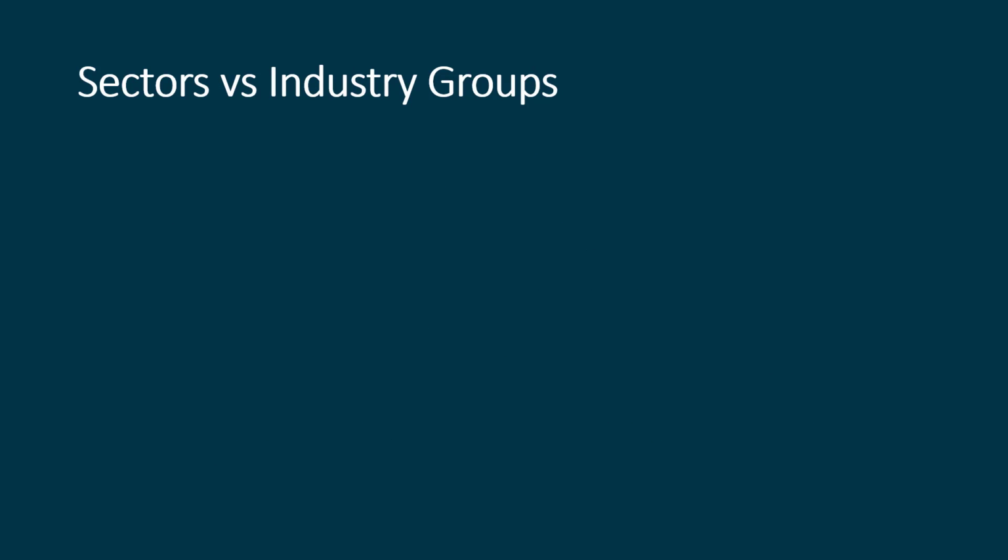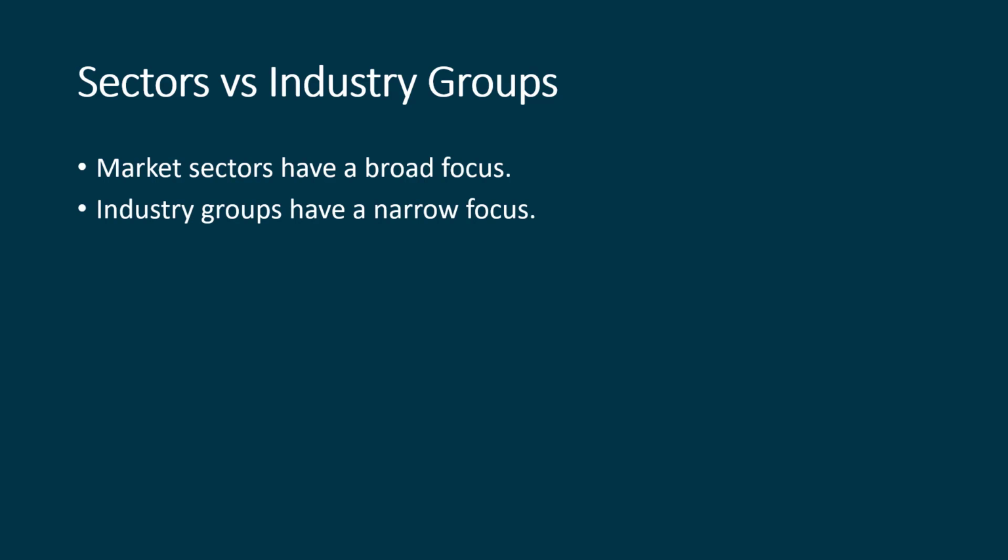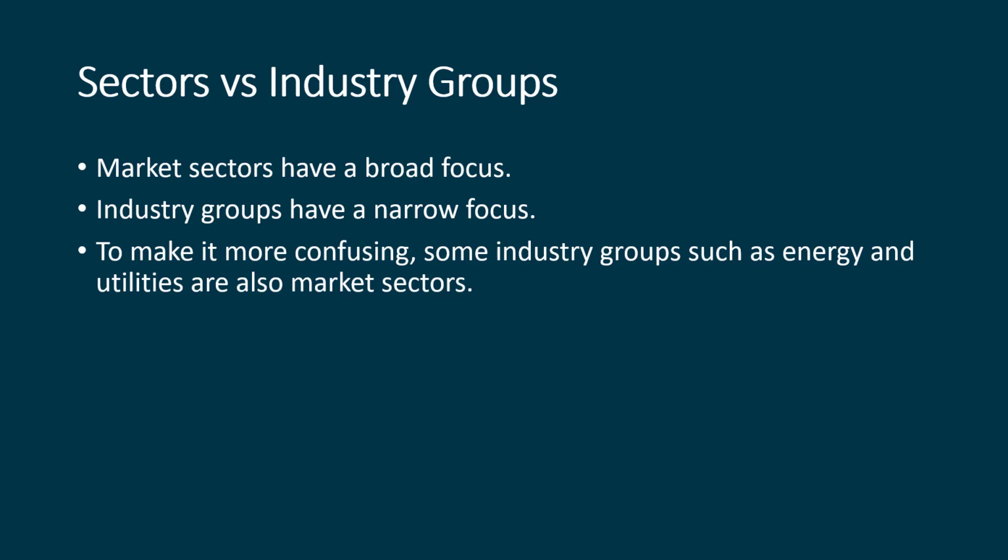So let's compare sectors against industry groups. Market sectors have a really broad focus. You might have the IT sector, or the financials, or the materials, or the consumer discretionary. Those are broader areas. Now, even broader than that is an index, such as the S&P 500. Industry groups have a much more narrow focus. They're within a particular type of industry. To make it even more confusing, some industry groups, such as energy and utilities, also are market sectors. There can be some overlap between the two, not only in terms, but in definitions.